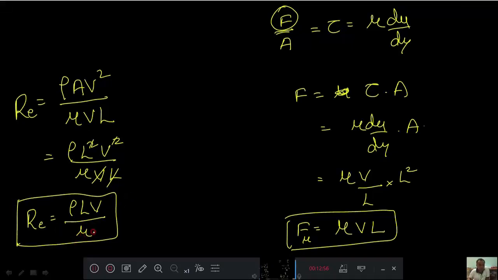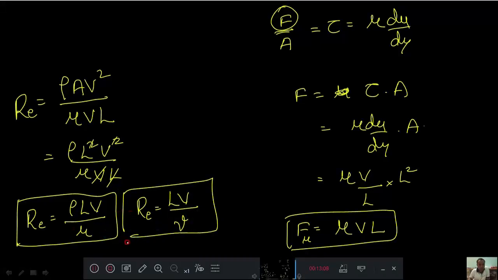This is the dynamic viscosity. If you want the kinematic viscosity, then this rho will come down, then mu by rho is your kinematic viscosity. Then Reynolds number will be L into v divided by mu. You can use any of these two for Reynolds number.